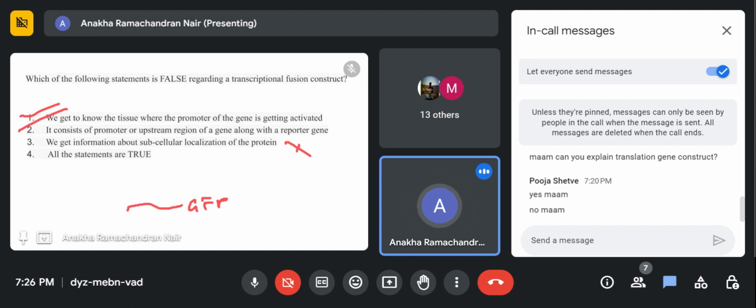Technically, option 4 is also correct, as in, it is false. All statements are not true. Since option C is not true, this also becomes false. But in this case, you are going to go for the most correct answer, which would be option C. Okay. So option C is the correct answer.